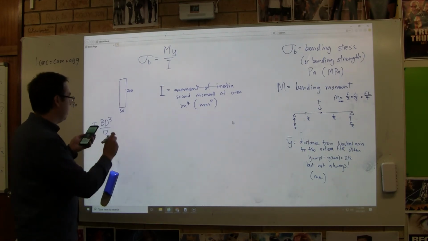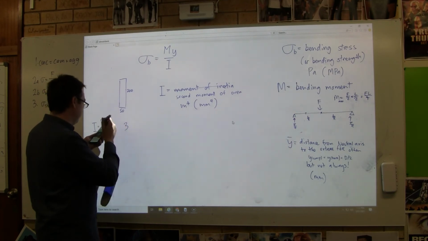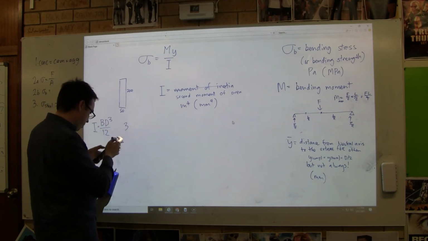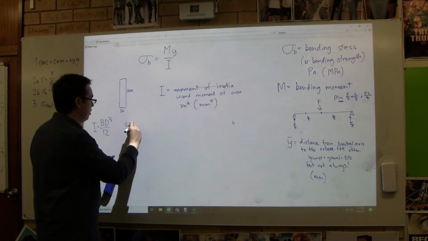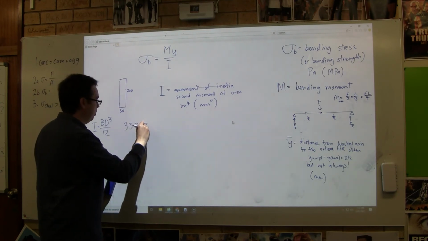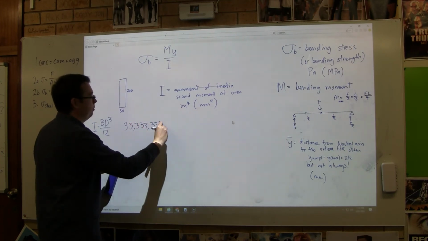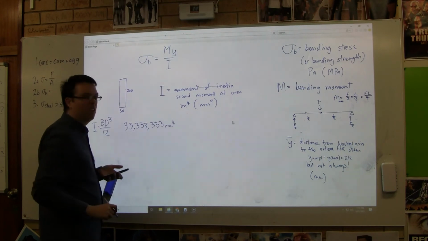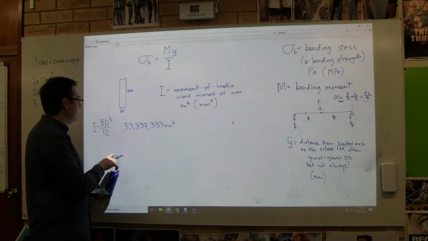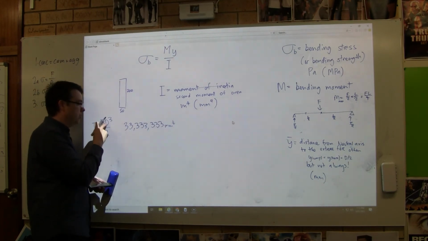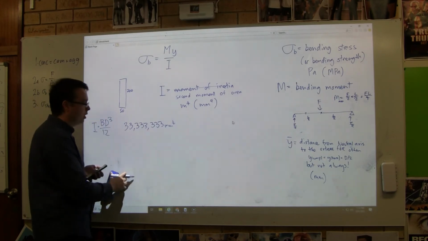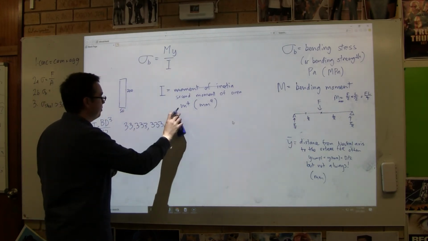Okay, so the answer I get is 3.33, and then 3, 3, 3, 3, 3, 3, right? But millimeters to the power of 4. You see how it's millimeters because it's that times that times that times that. Anyway, you get the idea.